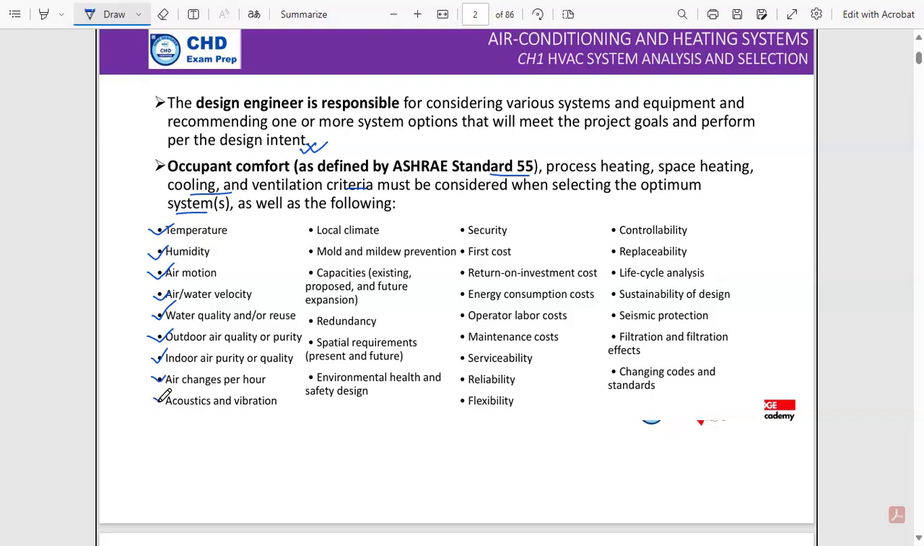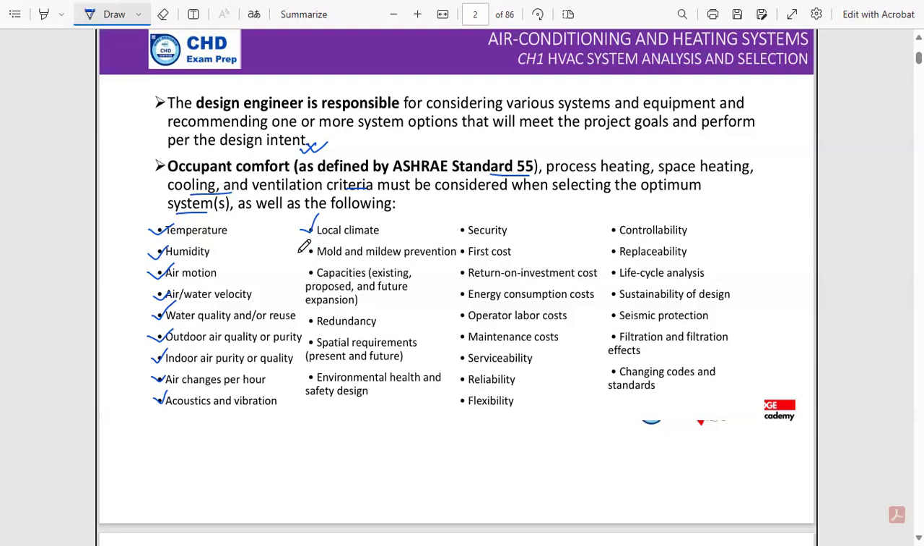Acoustic and vibration. ASHRAE standards have described acoustic and vibration for different projects. We will study them later on. Local climate is an important contributing factor. You must know the local temperature, local dry bulb temperature and wet bulb temperature. That will have an impact on load calculation. So local climate is important.